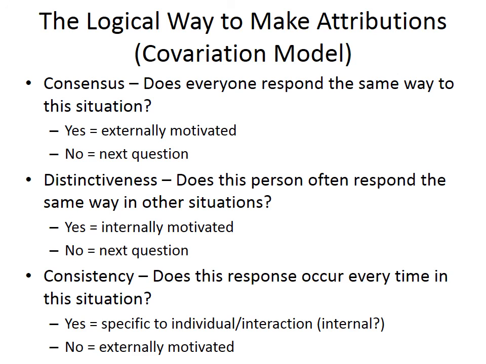And after a number of theories were proposed, one prominent idea started popping up, called the covariation model. In the covariation model, what researchers proposed is that we could make a very accurate assumption about whether or not somebody's behavior was internally or externally motivated by asking 3 questions. Question 1 was about something called consensus. We would see somebody acting some way and ask, does everyone respond the same way in this situation?